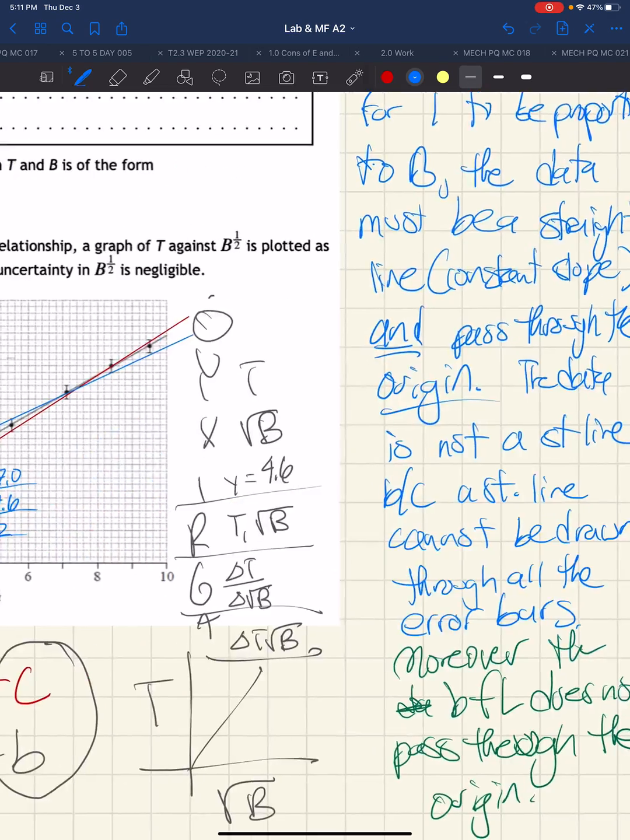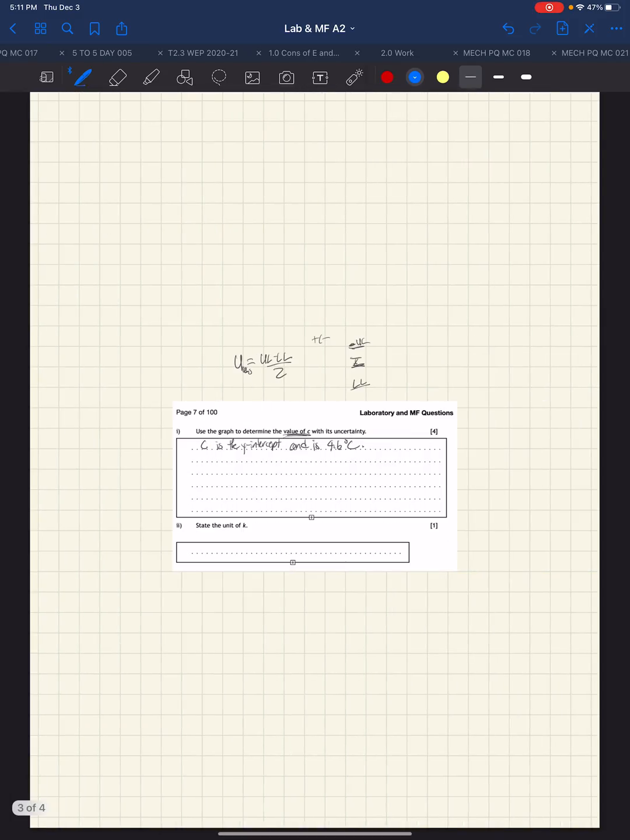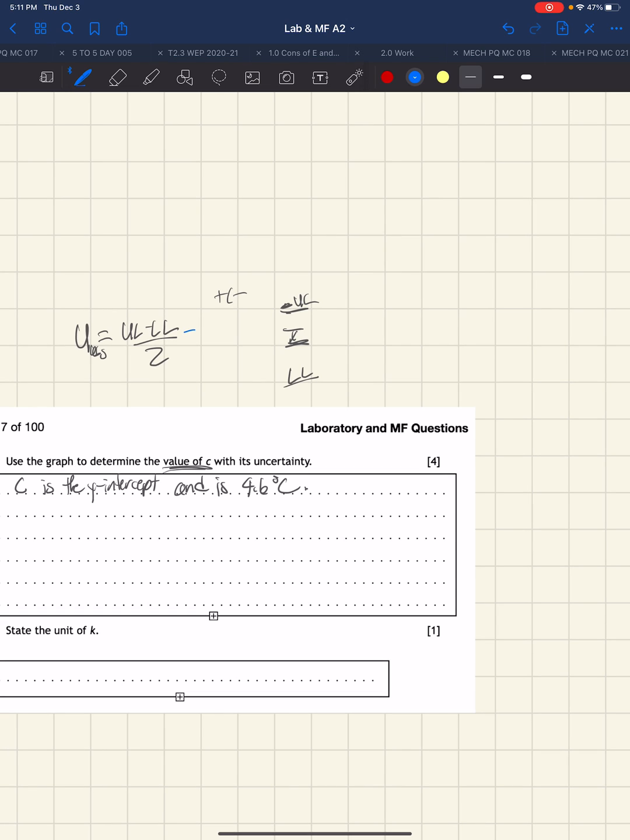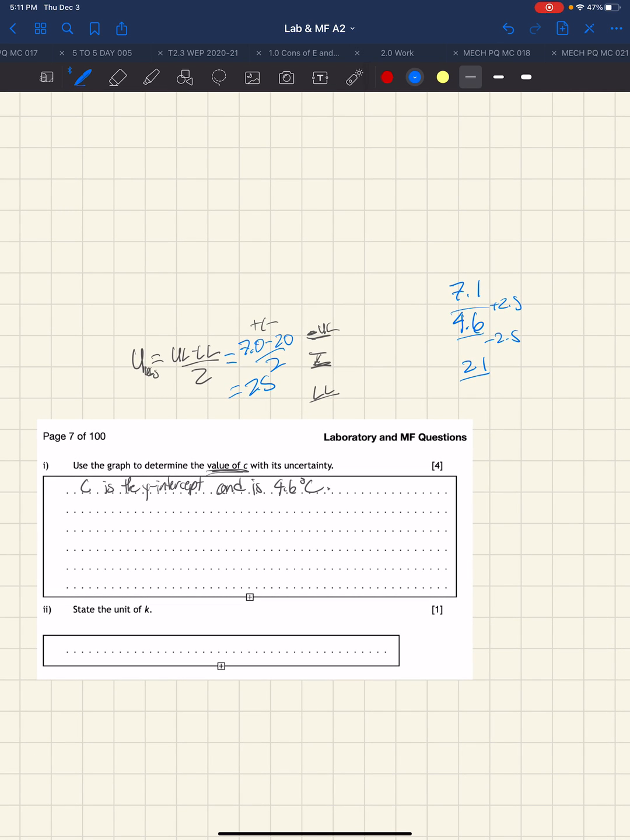Well, we can take that back to our other work page here, and our upper limit is, say, 7, and our lower limit is 2. So that is 5 over 2, or 2.5. So 4.6 plus 2.5 is 7.1, minus 2.5 is 2.1, like so. So we might say now that we've got this uncertainty of plus or minus 2.5.